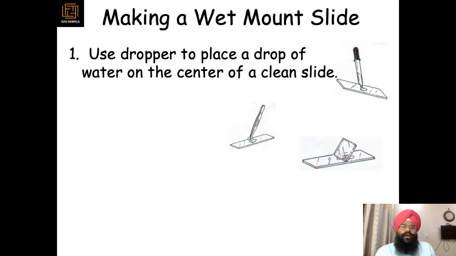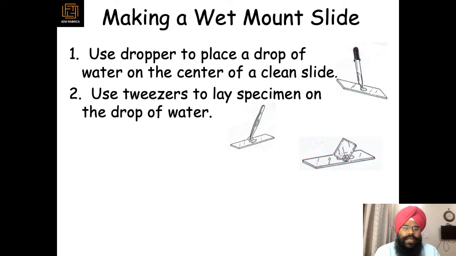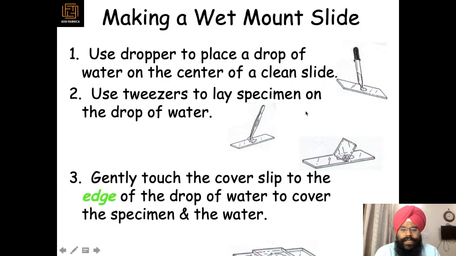So how to make a wet mount slide. Whenever you're in the lab, you have to check any specimen that you're looking for. So you have to create a slide, and how to create it. First you use a dropper to place a drop of water at the center of the slide, then use tweezers to lay the specimen on the drop of water. Then gently touch the cover slip to the edge of the drop of water to cover the specimen in the water.